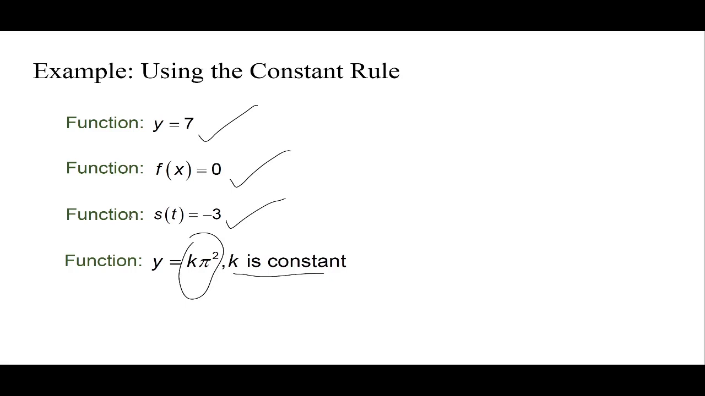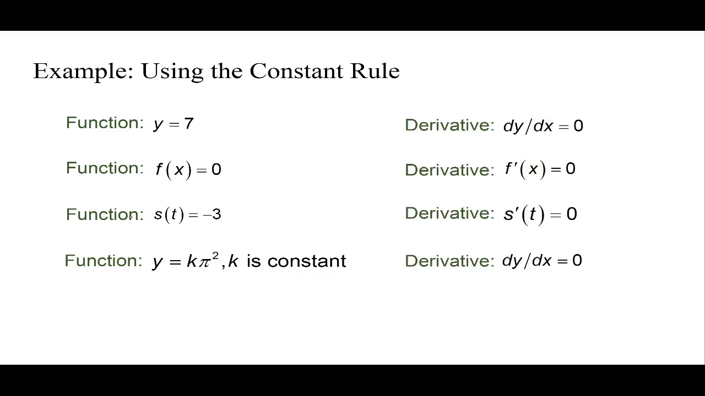So if we would like to find the derivative of these functions, I'm using different notation here: dy over dx, f prime, s prime, dy over dx. But whatever notation you're using, it doesn't matter. You are finding the derivative. Derivative is a rate of change, and the rate of change of all these constant functions is always 0.